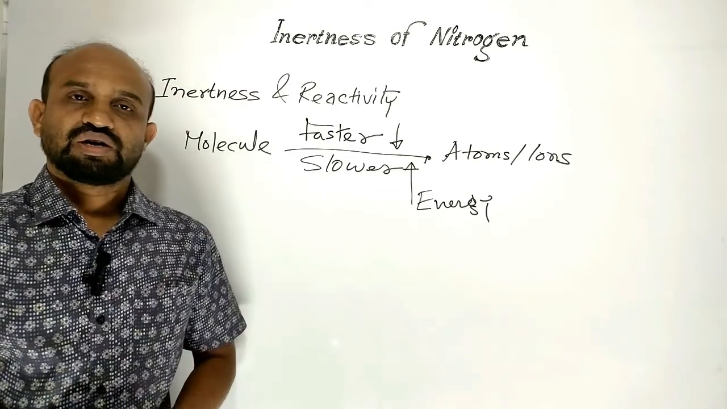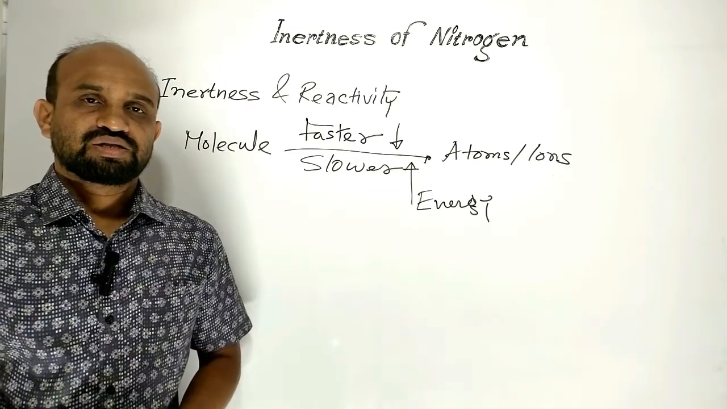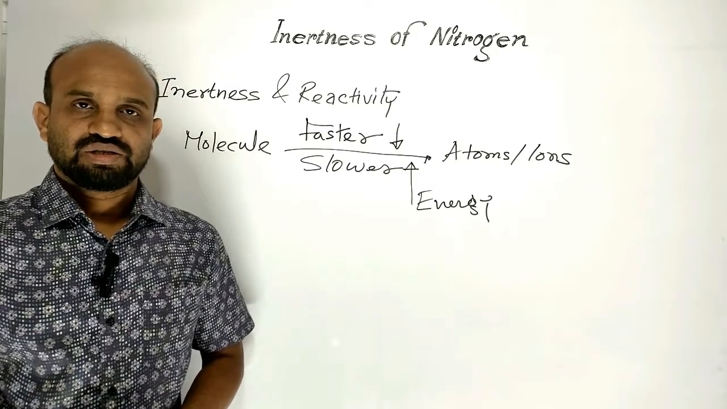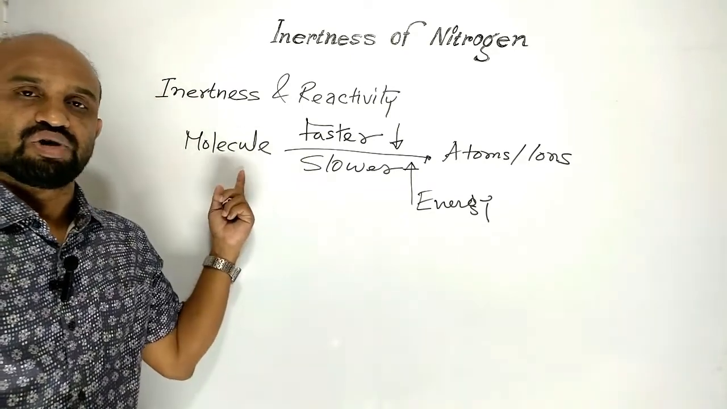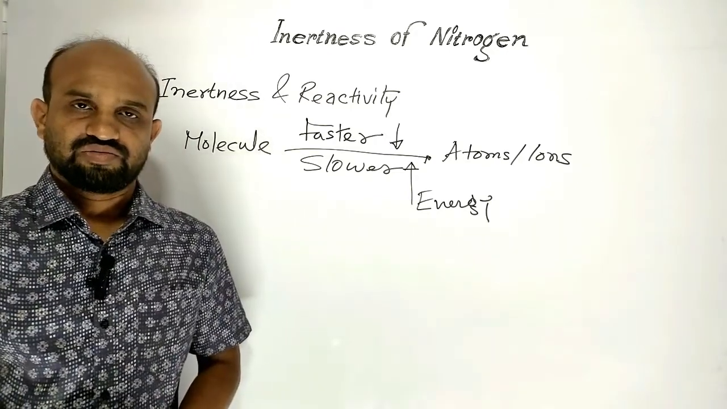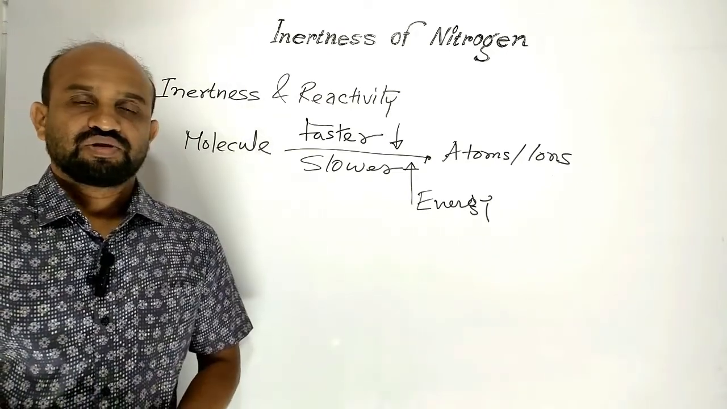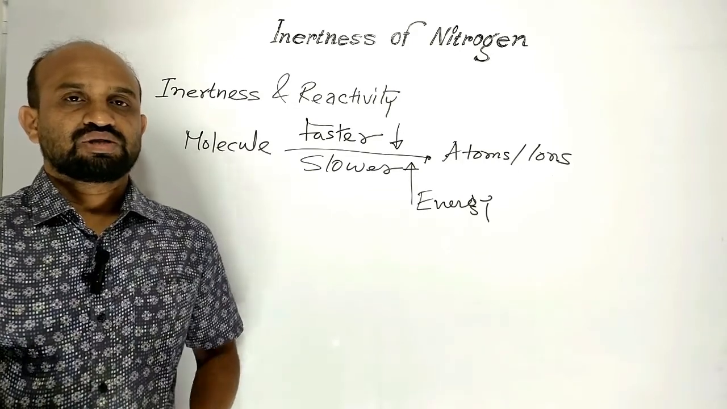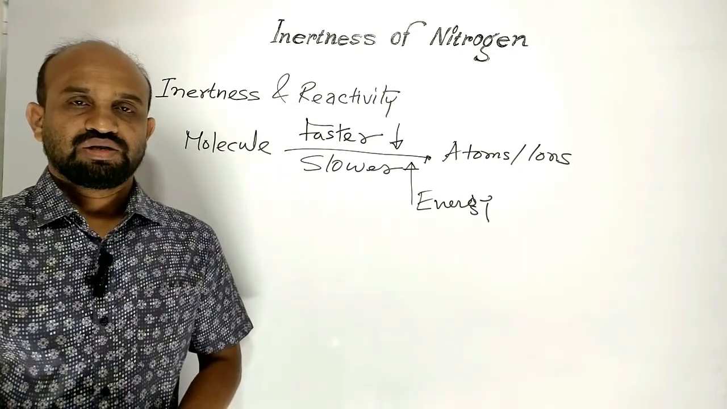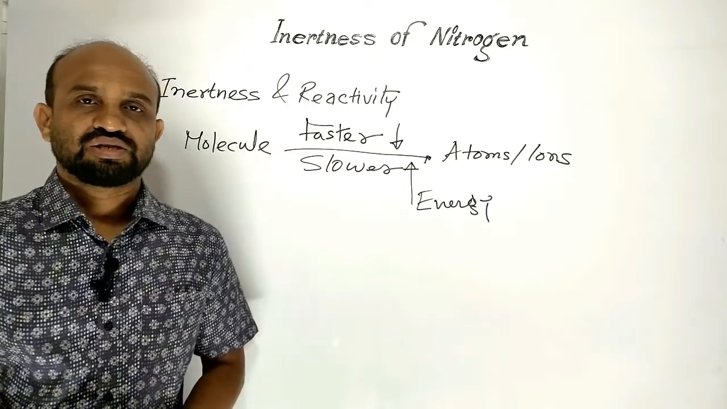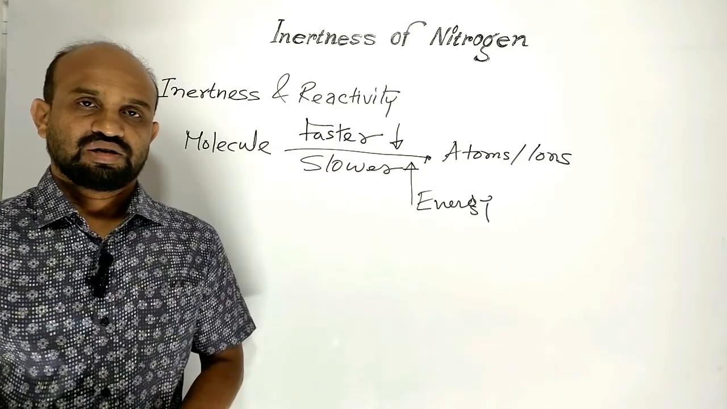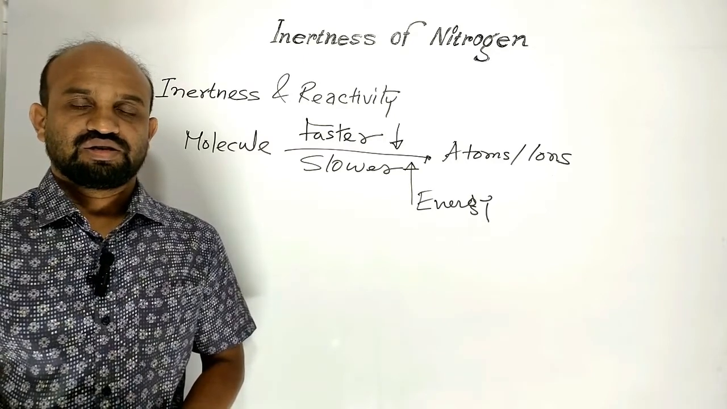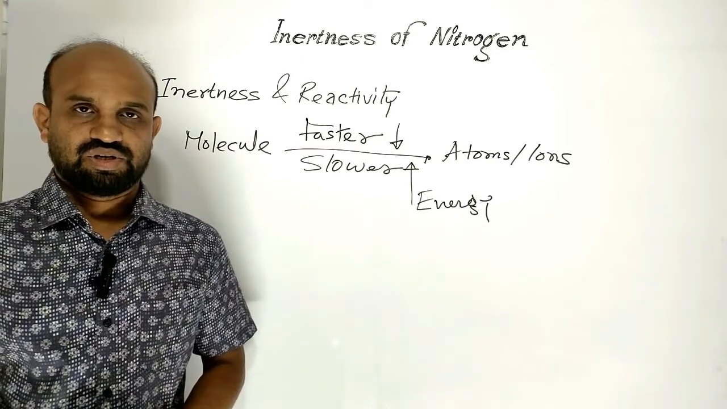The faster a molecule breaks into atoms or ions with a minimum amount of energy, the more reactive the molecule will be. But if the molecule breaks into atoms or ions with a high amount of energy, or the breaking process is slower, then the molecule will be inert. This is inertness and reactivity.